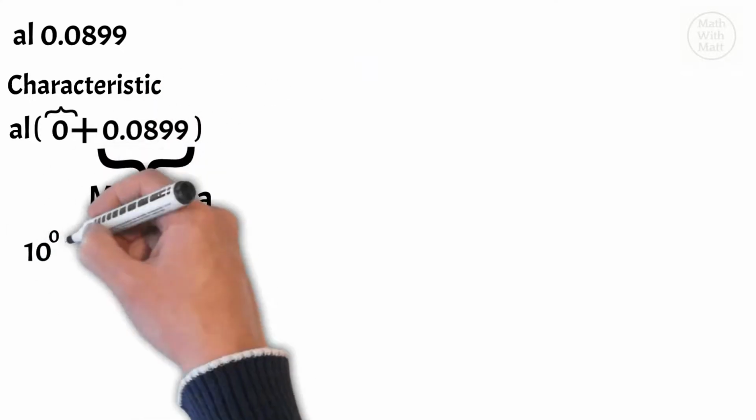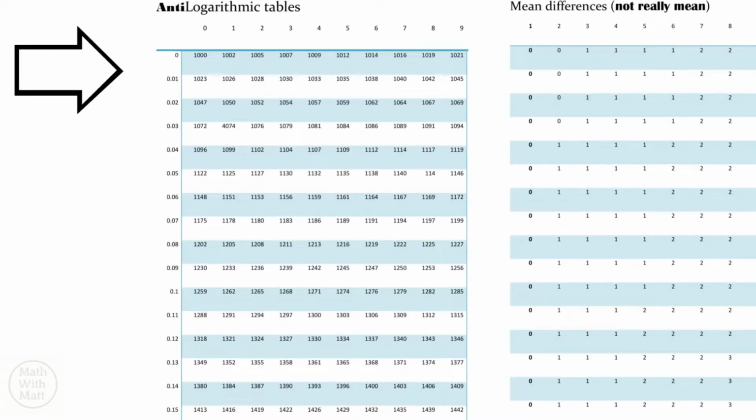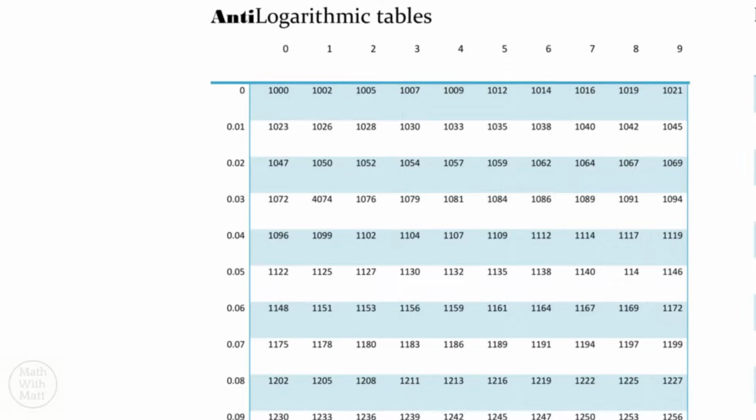The characteristic value then goes to 10 to power, which is then multiplied to mantissa. Now to find the antilog, we must find the value of mantissa from antilog table, and multiply it to 10 to the power of characteristic. The antilog table looks a lot similar to the log table. One big significant difference we can see between the log and antilog tables is that the antilog table starts its leftmost column with 0, and log table with 10.